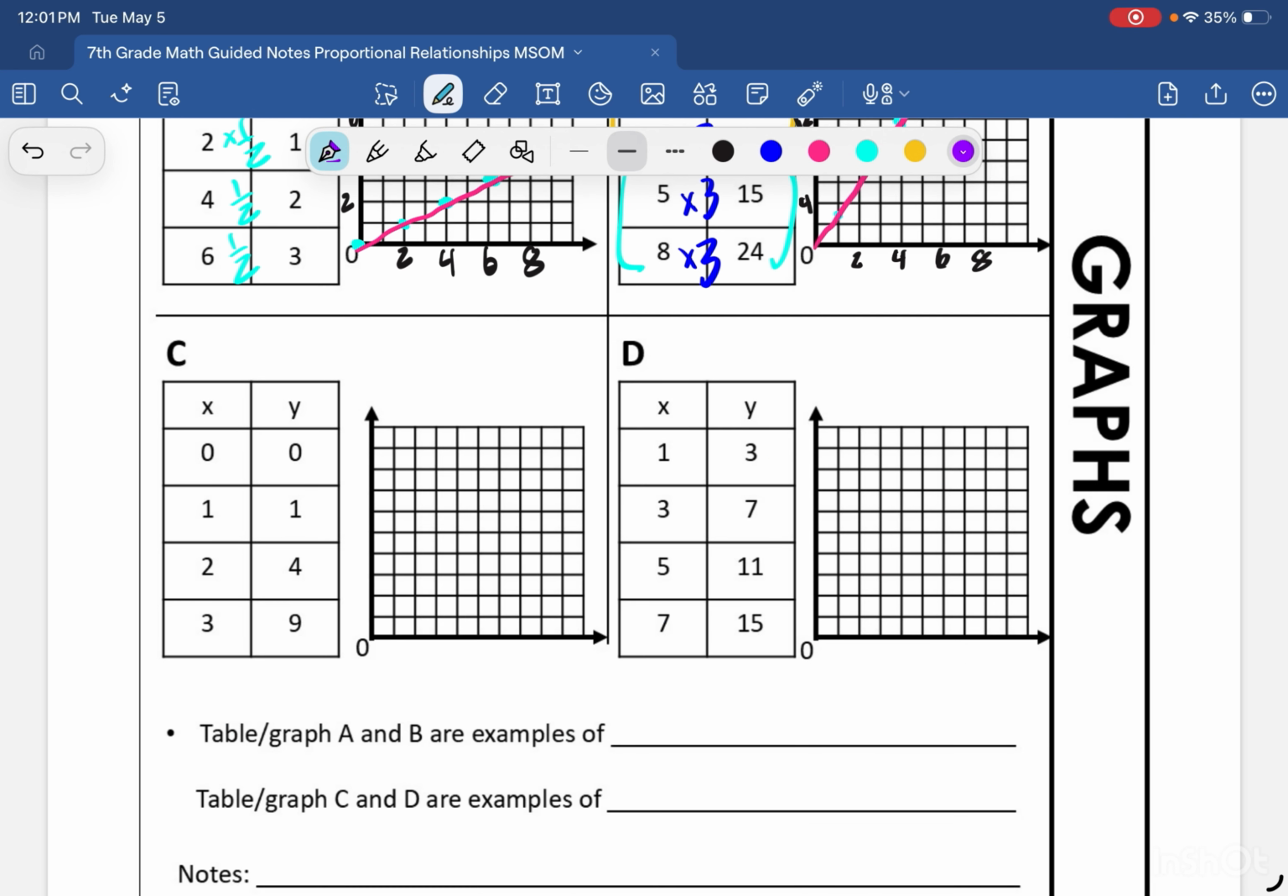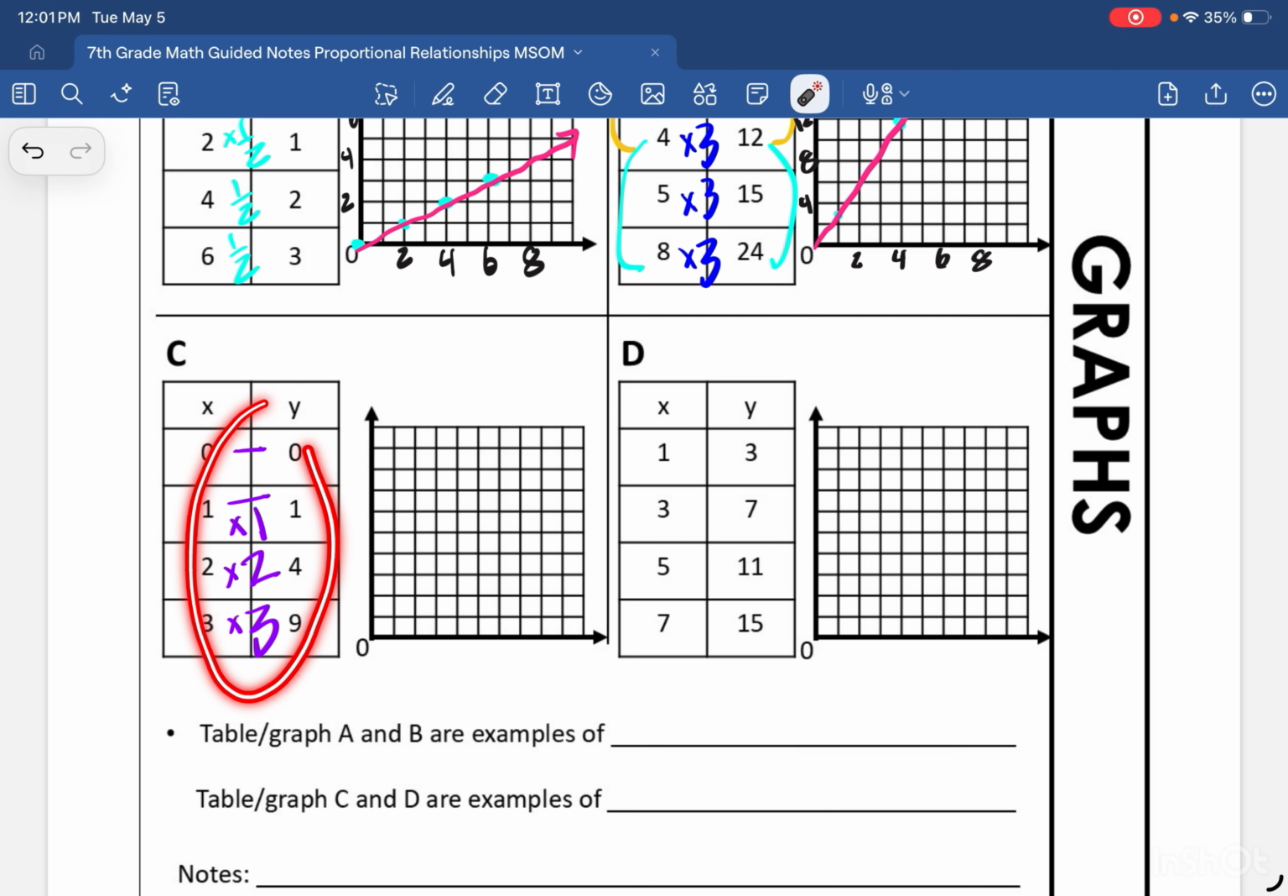Let's look at the next one. 0 times anything will give me 0. So let's check the next one and then we can compare it. 1 times 1 is 1. 2 times 2 is 4. 3 times 3 is 9. Since these are not the same, this is not going to be a proportional graph.